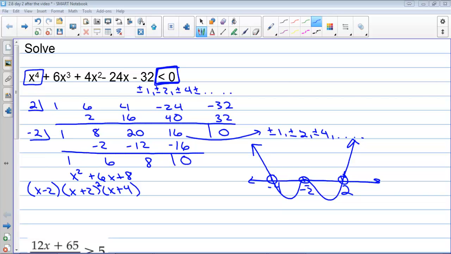Of course, this is not perfect, but we don't care. We just need the positives and the negatives. Now, we want less than 0, so the answer is negative 4 to negative 2, and negative 2 to 2.